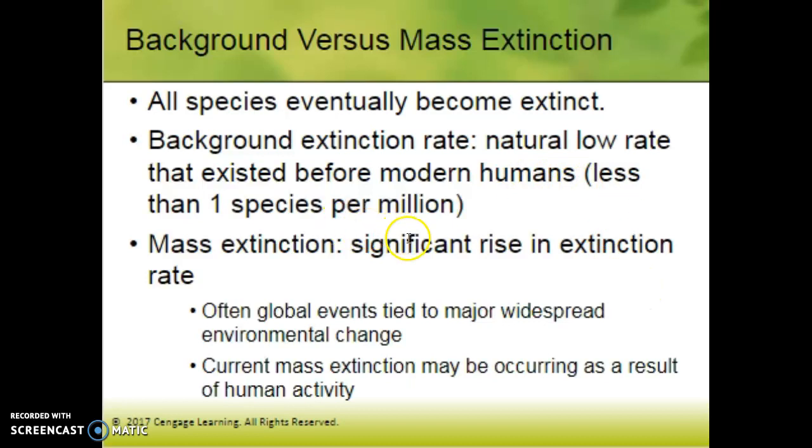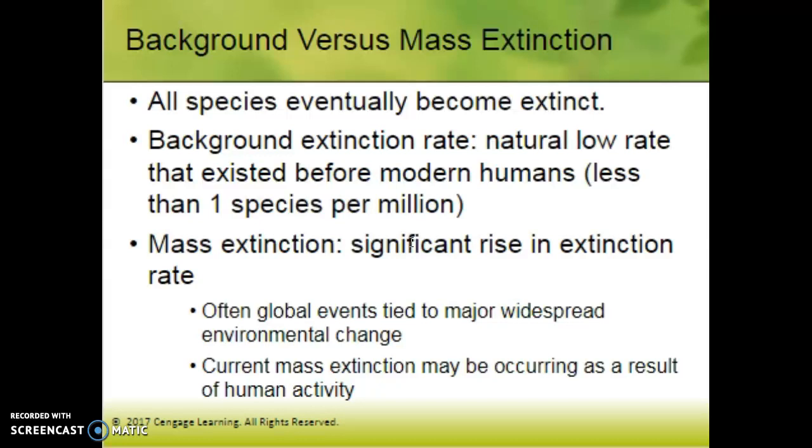Less than 1 species per million just naturally gets outcompeted and just loses. It's not because we've changed their climate or anything along those lines. They just aren't as fit to their environment as another species. Dinosaurs. They got outcompeted. Well, they sort of got taken out, but you get the idea. Often global events tied to major widespread environmental change cause mass extinction. So the dinosaurs are an example there. There was a major change that caused the environment to change, drove off the dominant life force on Earth.